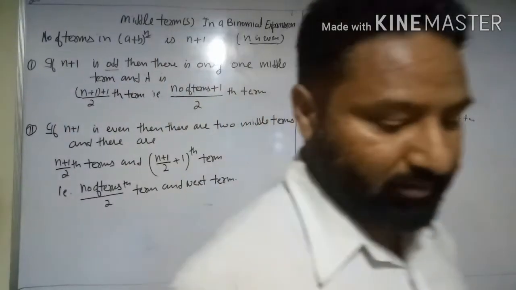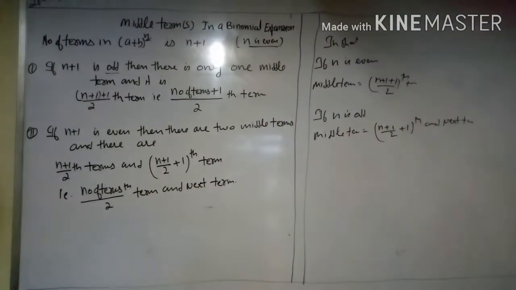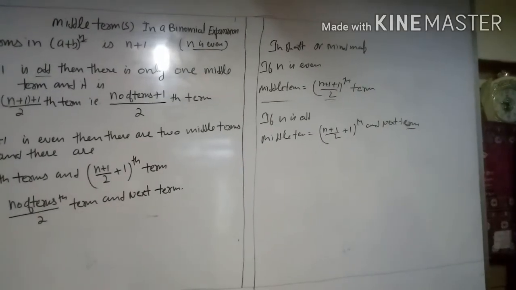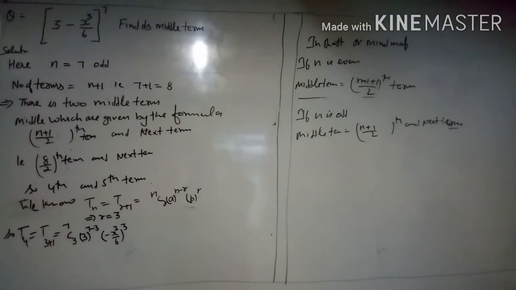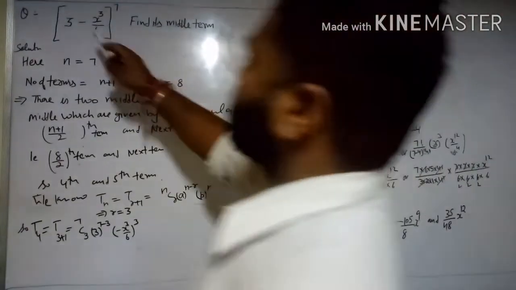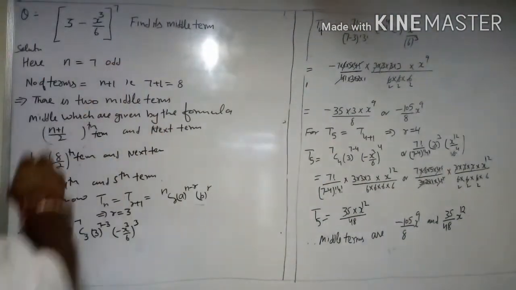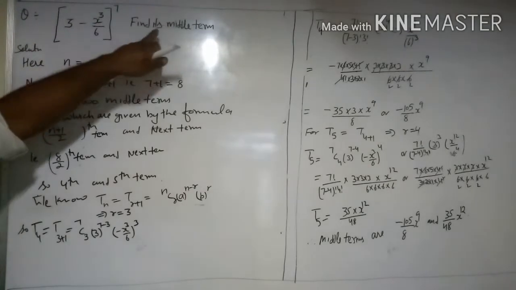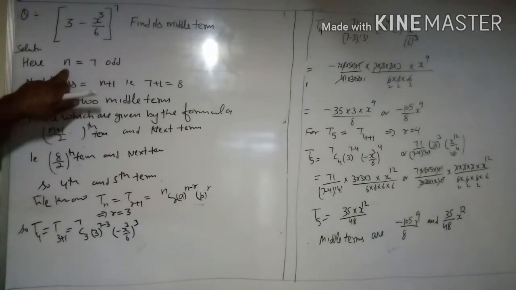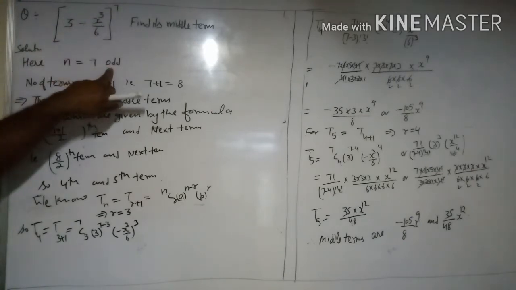So on the basis of that, I am taking some questions to clear your doubts. What are the questions? The question is: (3 - x^3/6)^7. We have to find its middle terms. So in this question we can see that n is 7, and 7 means an odd number.